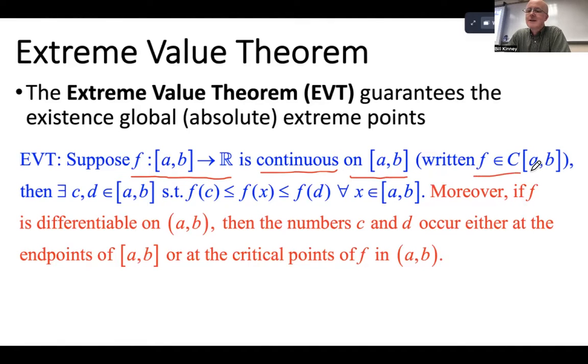Our book writes it this way. f is an element of C of [a, b]. This symbol again here represents the set of all real valued functions that are continuous on the entire interval from a to b. The C stands for continuous.